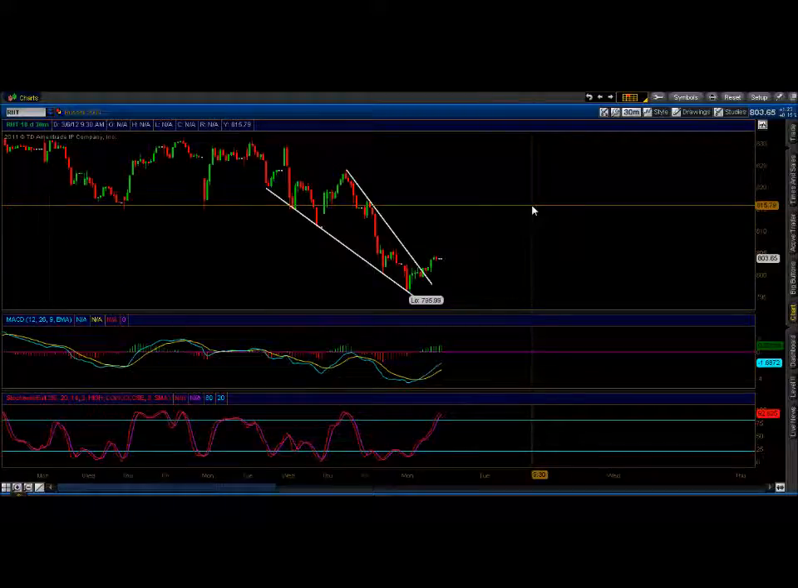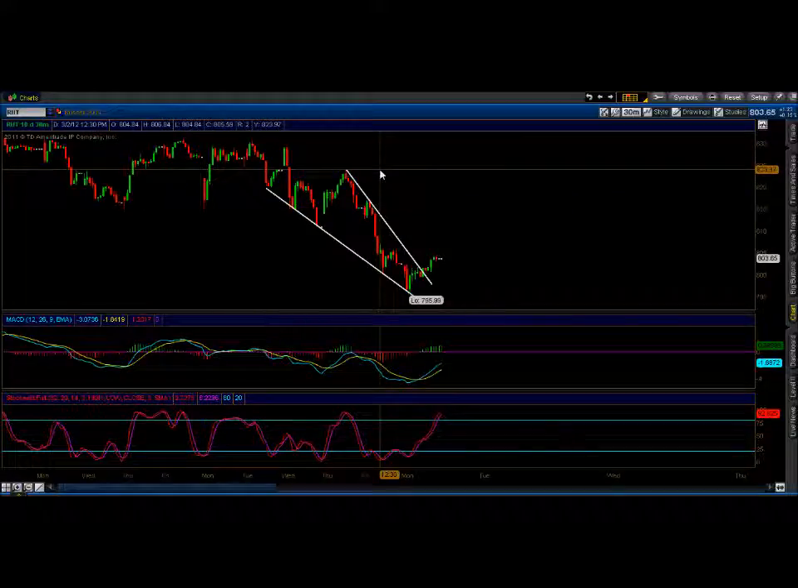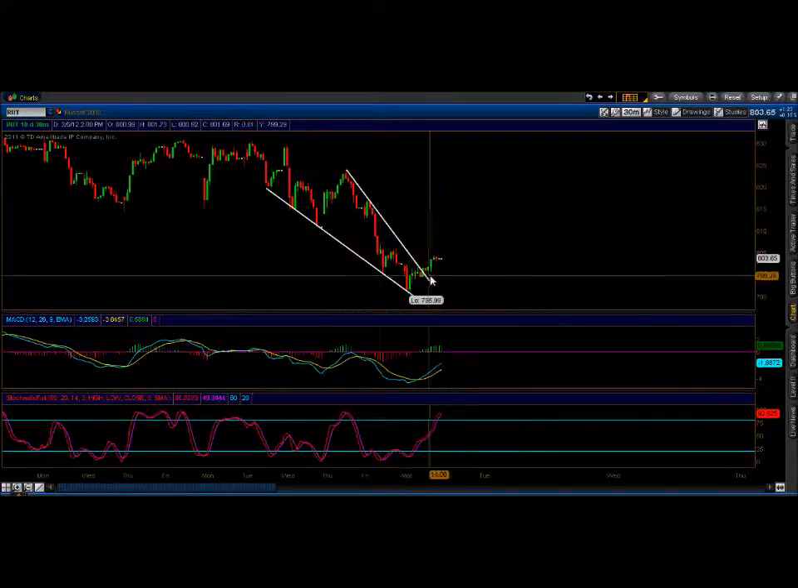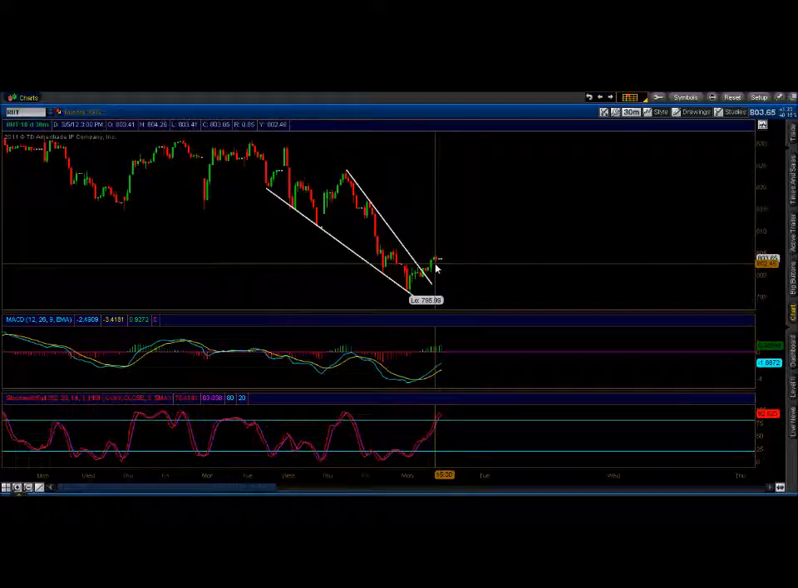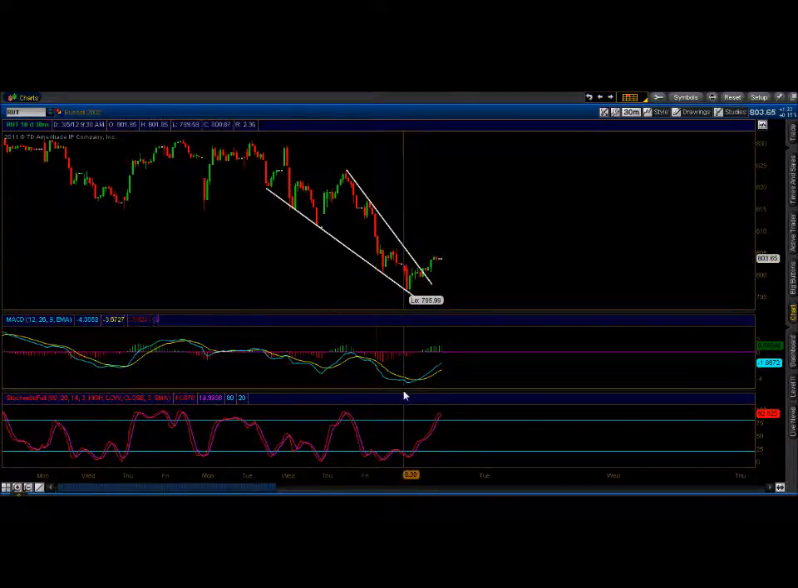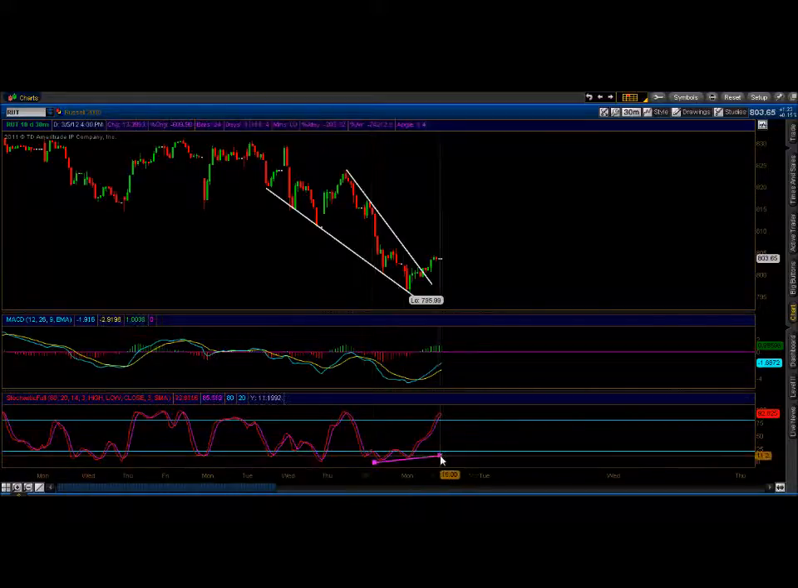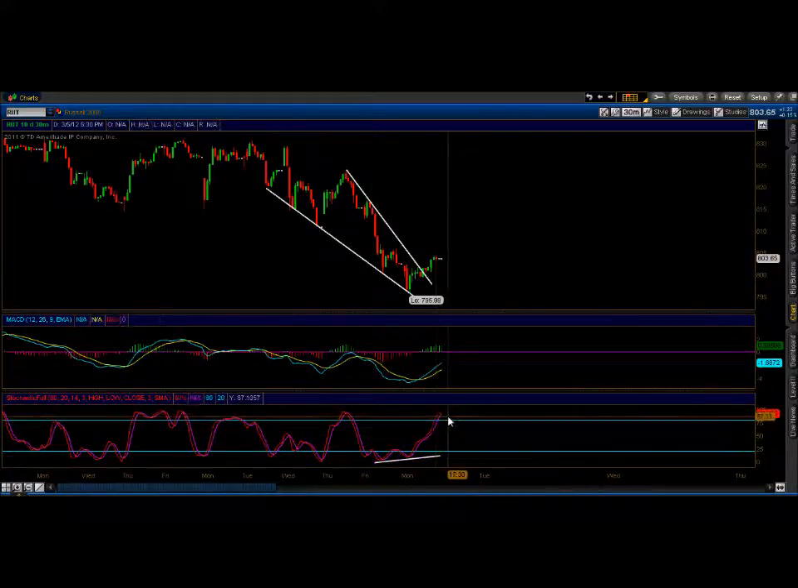And here is the Russell on the 30-minute time frame. This appears to be a bullish falling wedge, and prices did manage to break out of the trend line there that you see, but I see no divergence. I see a slight one on the stochastic, but at this point we're overbought.